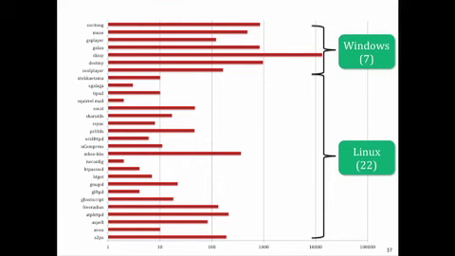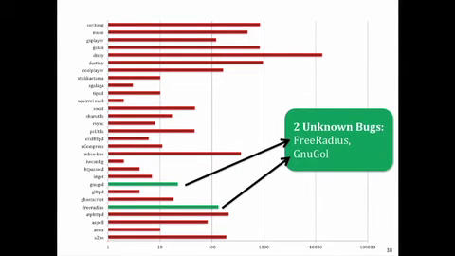Mayhem generated 29 different exploits for 29 different applications. Among them, 7 were Windows, and 22 of them were Linux. And in fact, we found 2 unknown bugs. One was in FreeRADIUS, and the other was in GNU Go. We reported these problems to the developers.